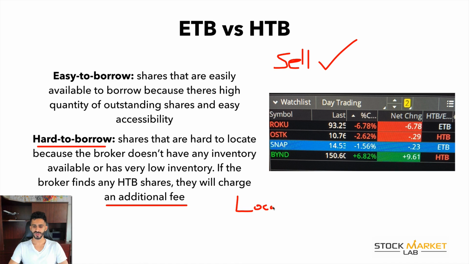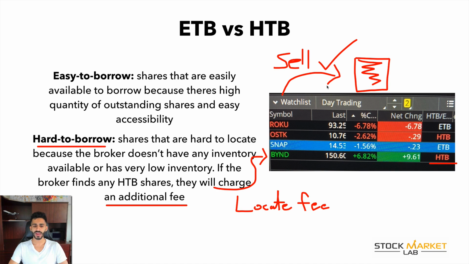Some brokers, or sometimes all the brokers, are going to have a hard time borrowing some shares. For example, for anyone that's familiar with BYND, BYND has been HTB for a very long time. Why? Because a lot of people have been trying to short it. Since a lot of people have been trying to short it, it's been extremely hard for you to find shares. So a lot of brokers will showcase on their platform that BYND is hard to borrow. When is BYND not going to be hard to borrow? When a lot of people stop shorting it and there are more shares available.